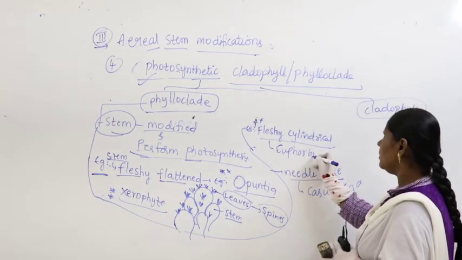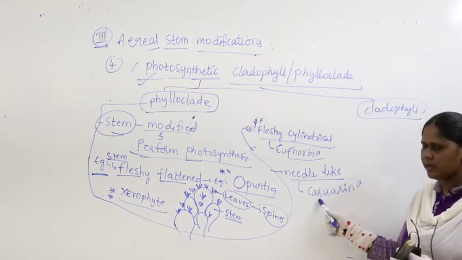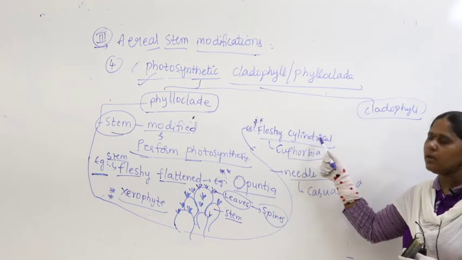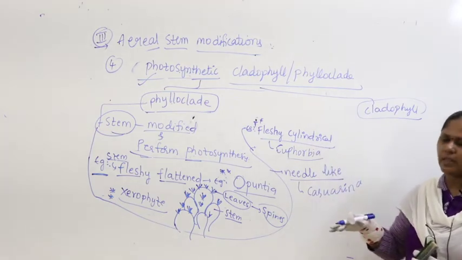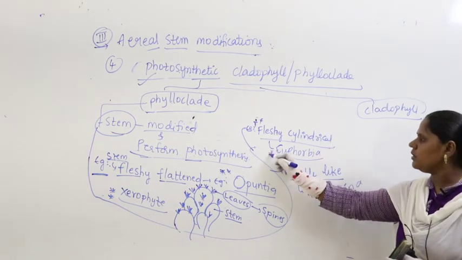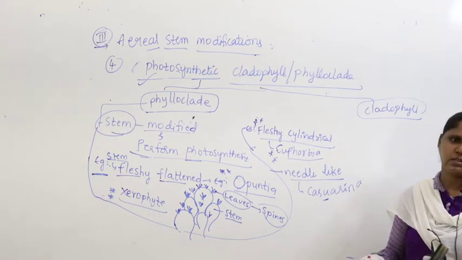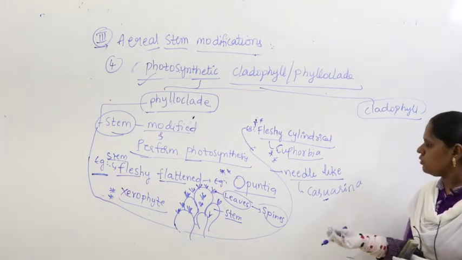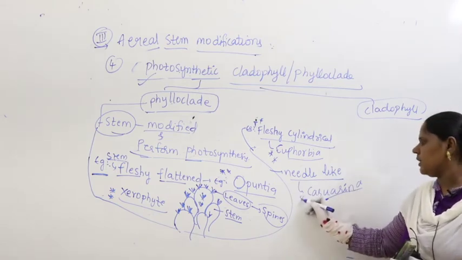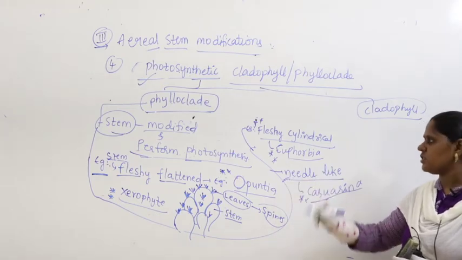When we go deeper into the concept, at that time once again we have to discuss Casuarina. At that time, I'll tell you that some members of Casuarina are fleshy, cylindrical. We have to discuss this point once again, at the time of the Casuarina discussion. But here also Casuarina, there also Casuarina, so when you're learning the basics, you have a chance to get confused. So in most Casuarina species, the stem is modified into a needle like structure but still performs photosynthesis.